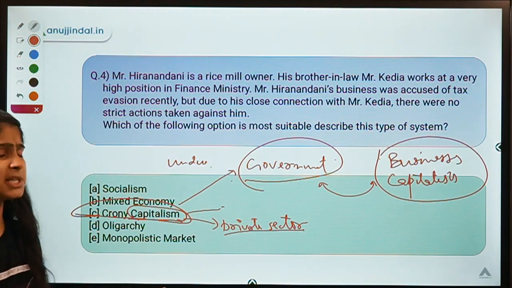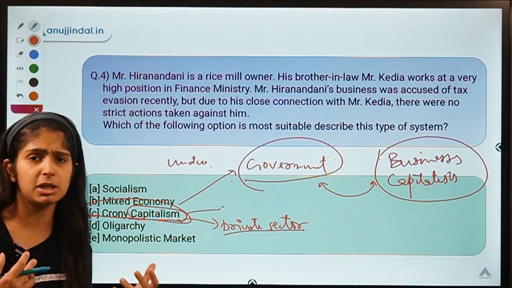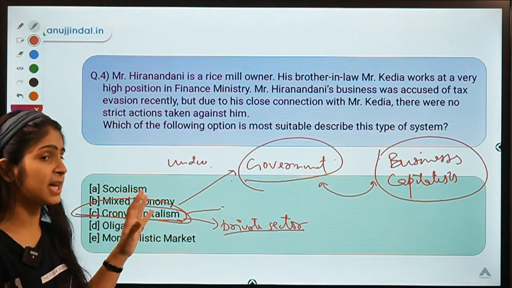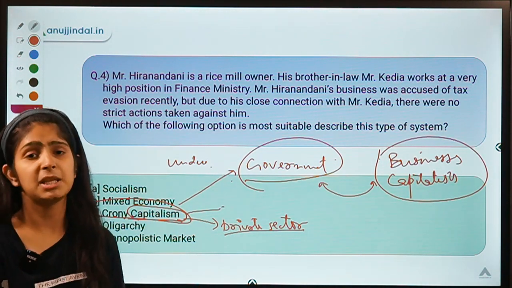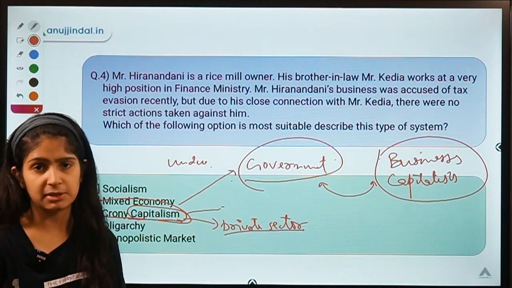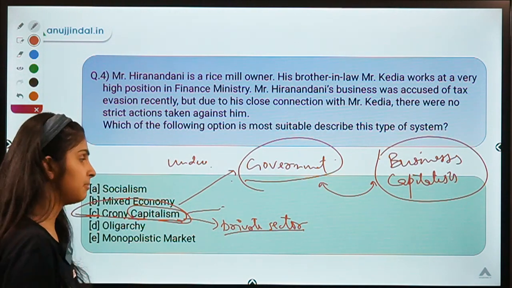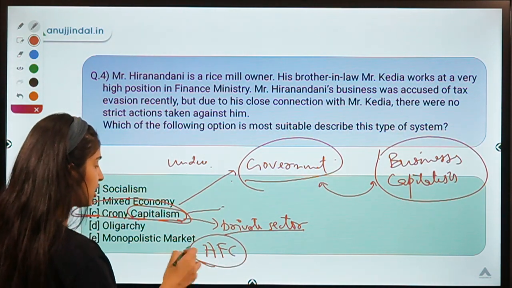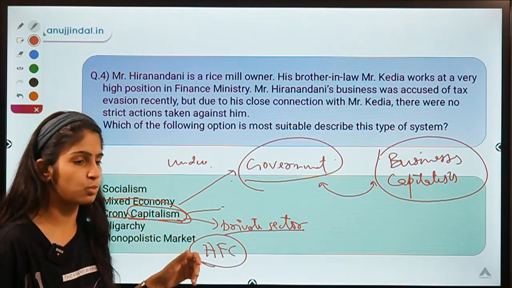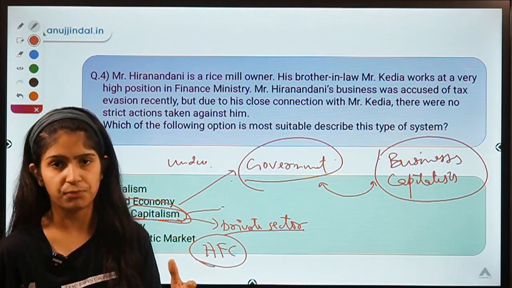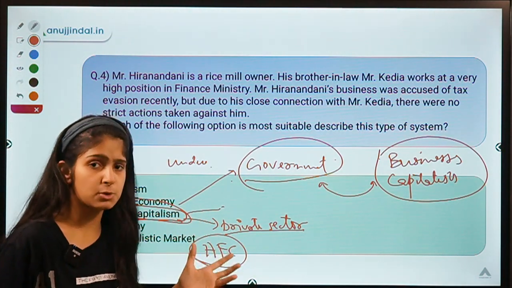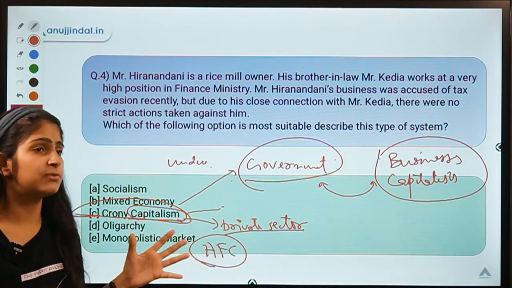See, it might seem like a small or usual thing, but crony capitalism is very important because it has been the root cause of many crises in many countries, right? During the Asian financial crisis, crony capitalism was cited as one reason for many countries' fall. There were other factors at play, but yes, this is also one of the reasons.